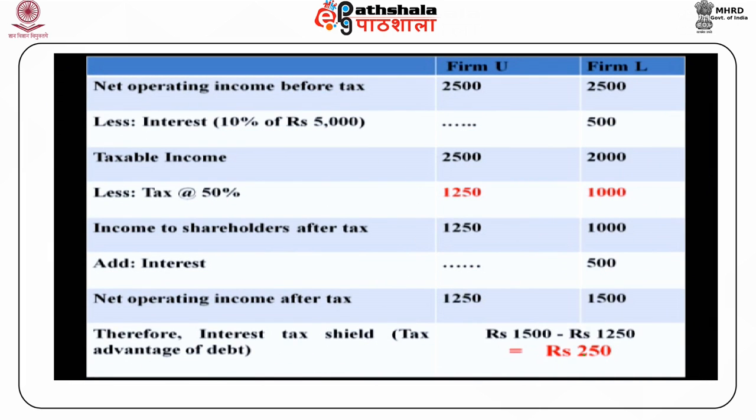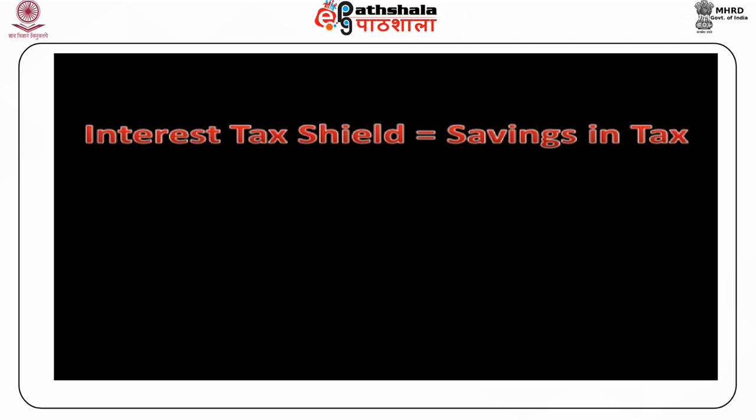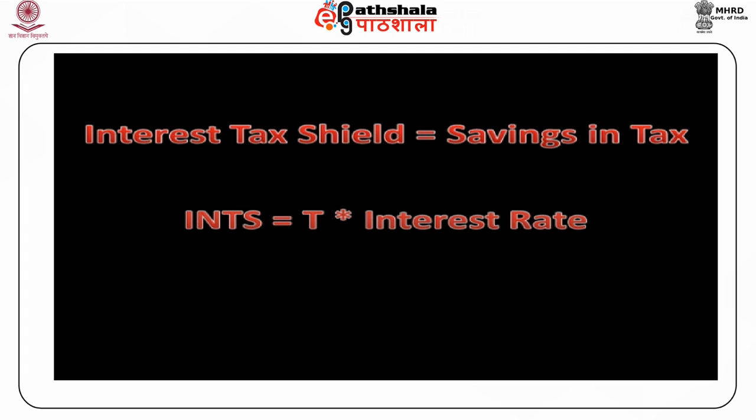It is also clear that the tax payment of the levered firm is less than the unlevered firm by the same amount, that is ₹250, which is the interest tax shield. Thus, the interest tax shield is equal to the savings in tax, which is calculated by multiplying the tax rate with the interest, as shown here.